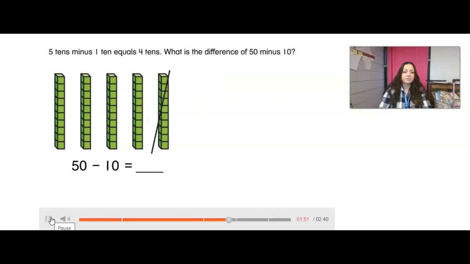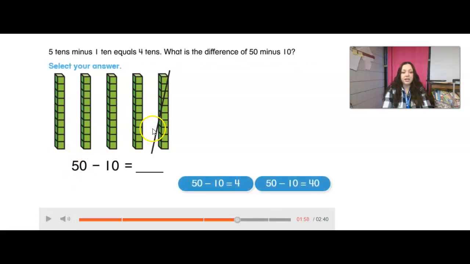5 tens minus 1 ten equals 4 tens. What is the difference of 50 minus 10? So I had 50. I took away 10. So which one of these problems would it be? 50 take away 10 is 4. Do I have 4 left? No, I have 40 left because it's 4 tens. So 10, 20, 30, 40.